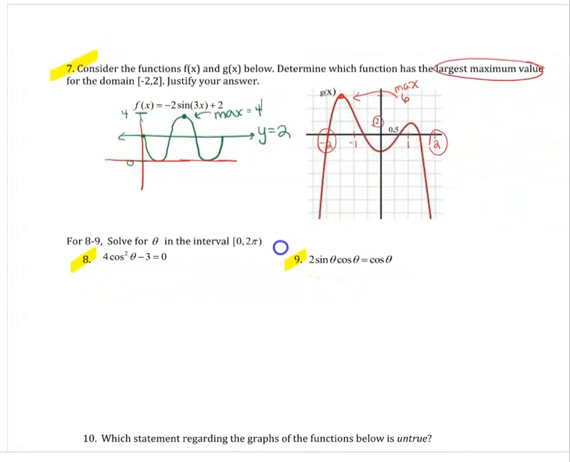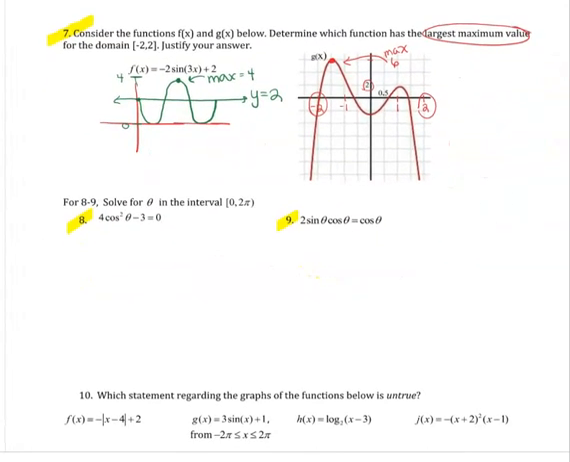So the question asks, which function has the largest maximum? Well, which number is bigger, 4 or 6? I think we all can agree that 6 is bigger. So to answer the question, the largest maximum is at g of x. And there's my work to justify it.